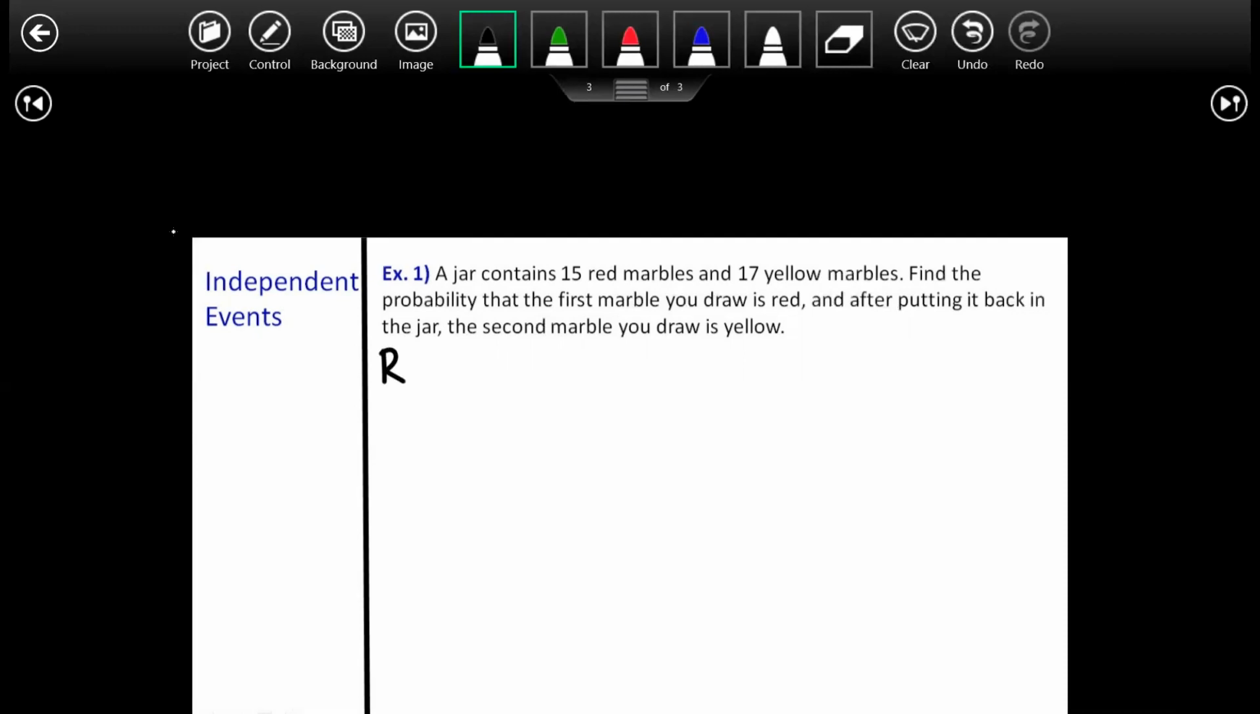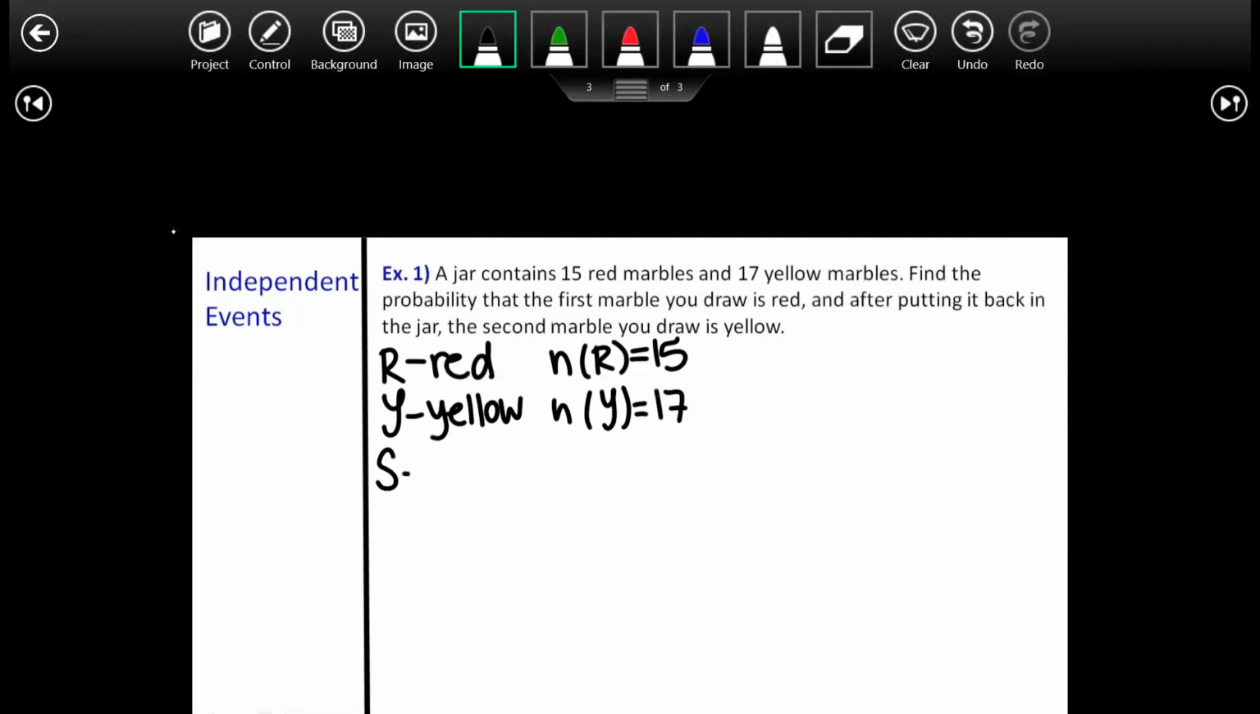R is choosing a red marble. How many red marbles do I have in my set? 15. How many yellow? 17. This is choosing a yellow. How many do I have in my sample? 32. Now, this is what we should be able to just get from the information, right? This is going from the beginning couple weeks or the beginning couple days of this material down.